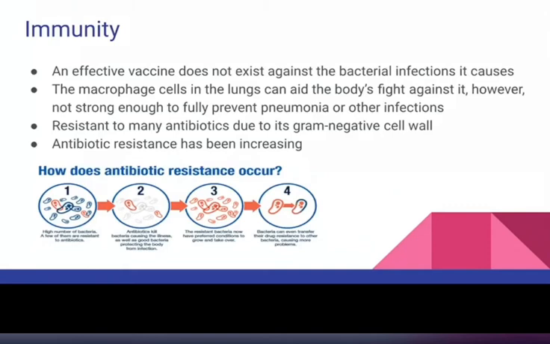The bacteria immunity is really that there is no vaccine for it. In the lungs, inside the alveolar sacs, there are macrophage cells, and these cells can help the body fight against Pseudomonas aeruginosa. However, as the infection spreads, or really if there's just too much bacteria, the cells will not be able to prevent the infection, and the infection would most likely, in this case, be pneumonia. It is resistant to many antibiotics because it is a gram-negative cell, and the antibiotic resistance has been increasing.